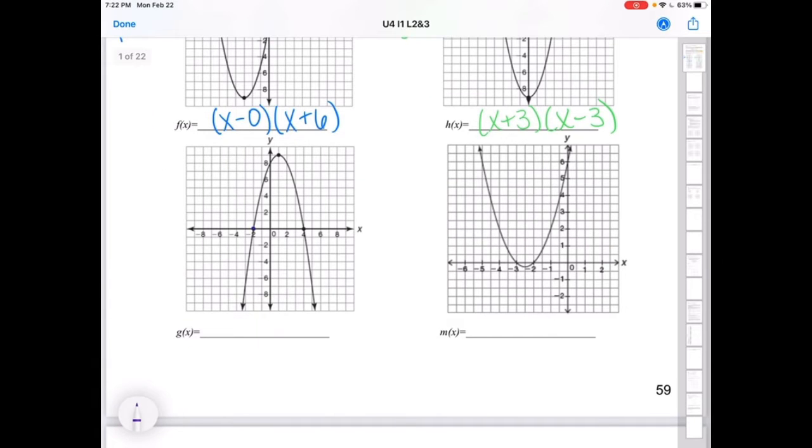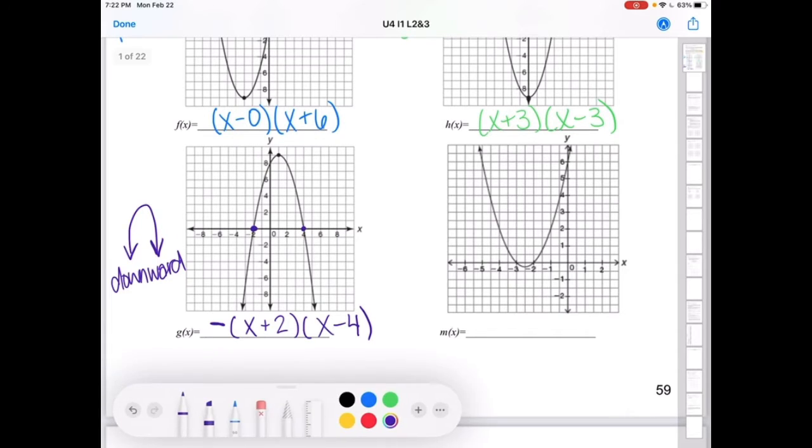Here, I have -2 and +4, and I have downward concavity. All right, so I know that this is probably going to have a negative in front of it. And now I can say my function is probably going to be something along the lines of x plus 2 times x minus 4.